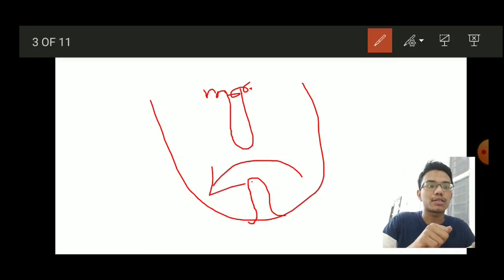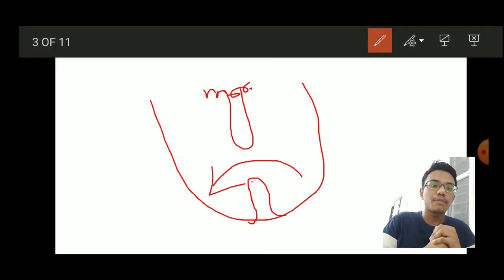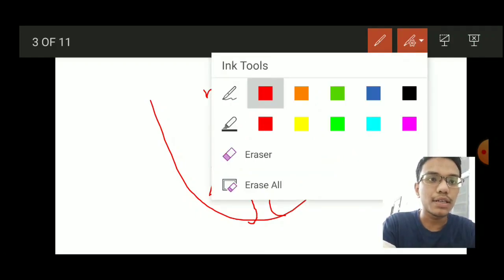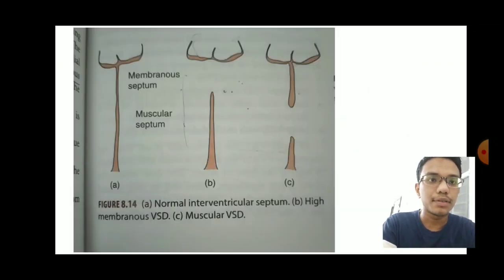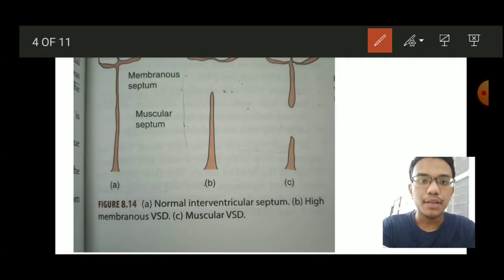There are two main causes, that is either the muscular septum is not ascending up or the membranous septum is not descending below. Got it? So this is the formation of VSD. That is how the ventricular septal defect formation occurs. Now you can see here, this I had taken from a pediatrics book. Okay, basically you can see here the first diagram.